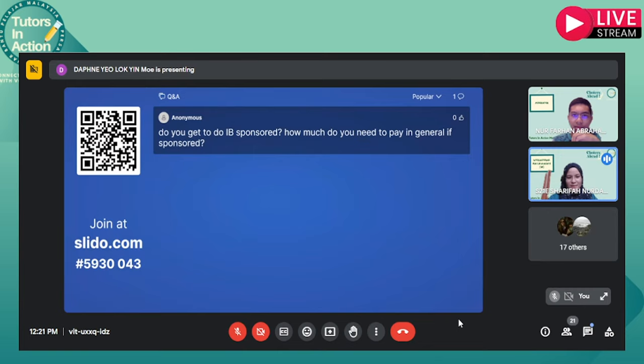How much do you need to pay in general if sponsored? My scholarship is actually not a scholarship, it's a loan that can be changed. Meaning in the future, after I finish my degree, I may have to pay back, depending on how well I do.